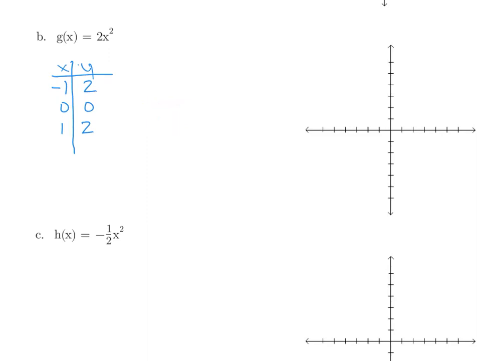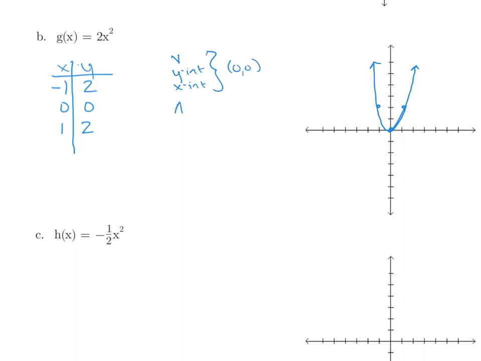So here is our table of values. If we go ahead and graph this, we have negative 1, 2, 0, 0, and 1, 2. If we go ahead and graph it, we should get something like this. Okay, so again, we have our vertex, our y-intercept, and our x-intercept are 0, 0.